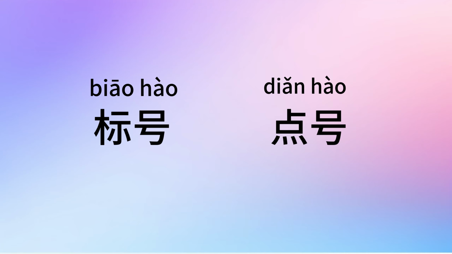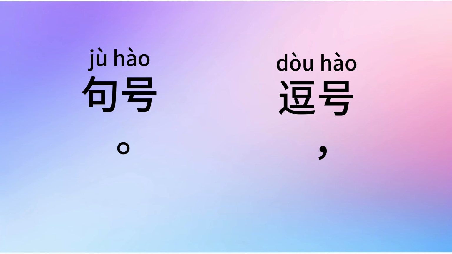It can be divided into two categories, 标号 and 点号. When they come together, they are called 标点符号. Generally speaking, we just call all those punctuation marks 标点. Today I'm going to introduce the most commonly used ones, mostly 点号. So let's get started. First, the most commonly used are of course the period and comma.